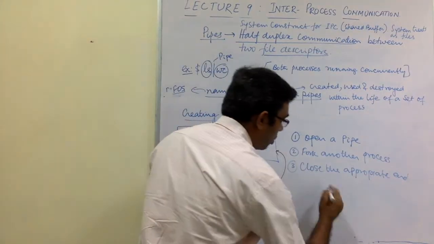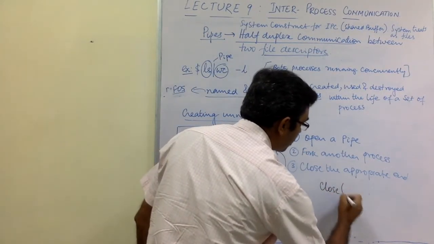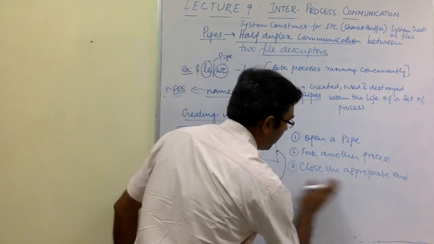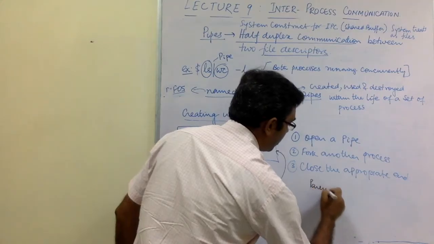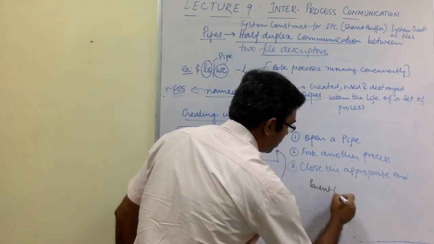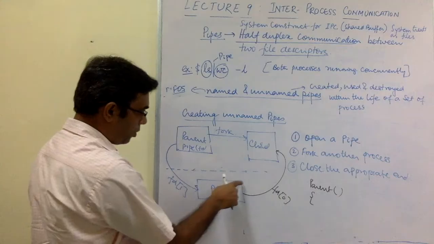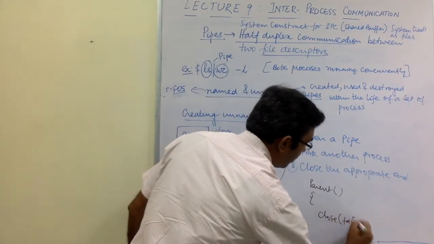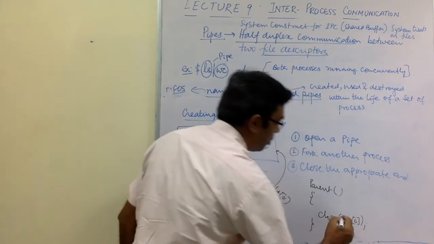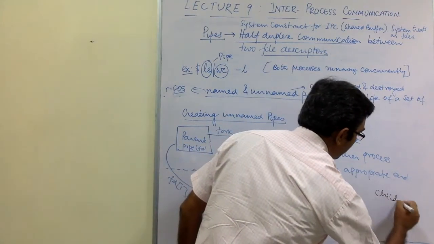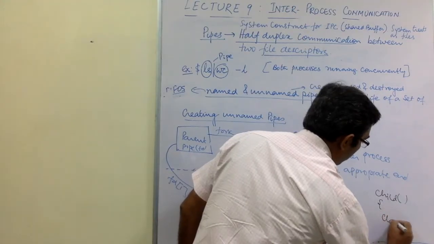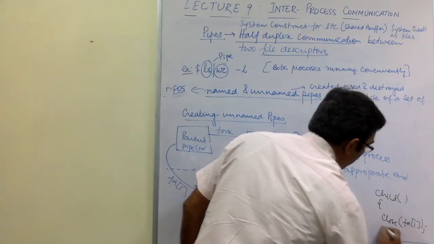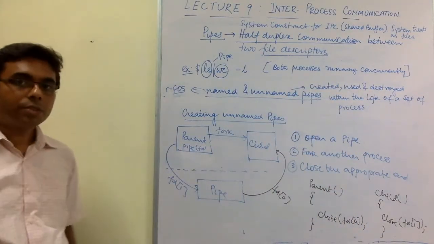And how do we do that? We use the close system call. If you are the parent process, then we would be closing the FD0, and if you are the child process, then you would be closing the FD1. That is your write. So that's what you do.